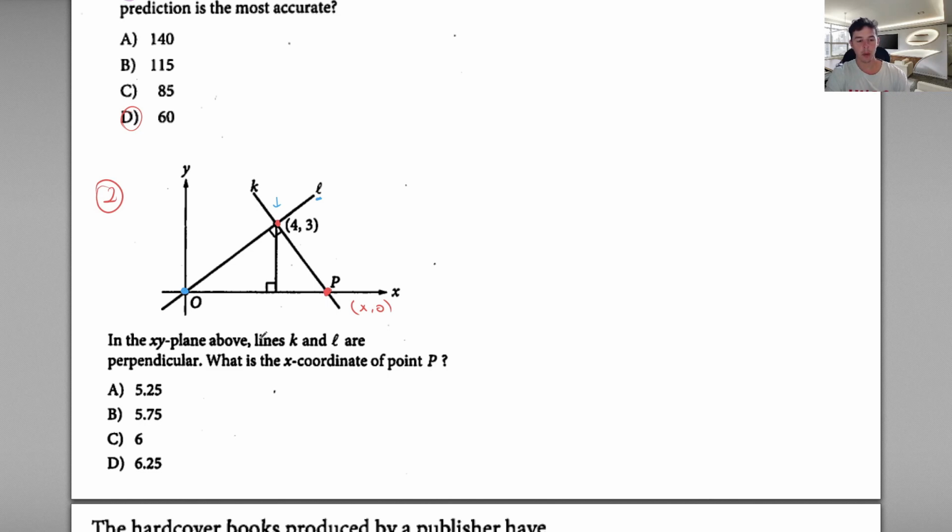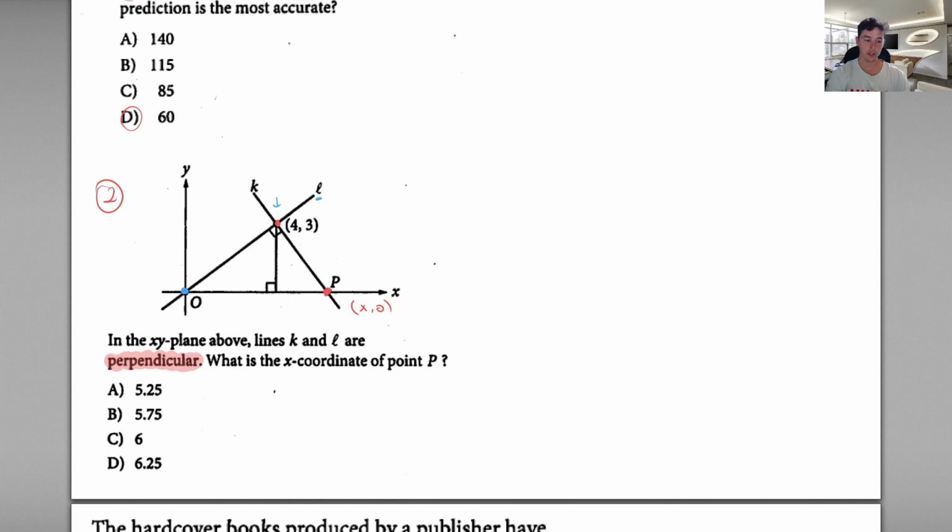In the xy plane above, lines K and L are perpendicular. What is the x coordinate of point P? So we've got point P here, and point P is at a point where x is 0. We don't know anything else about that. And we know that line K crosses the point 4, 3, and line L crosses the point 0, 0, and 4, 3 as well. So what is the keyword for this question? Lines K and L are perpendicular.